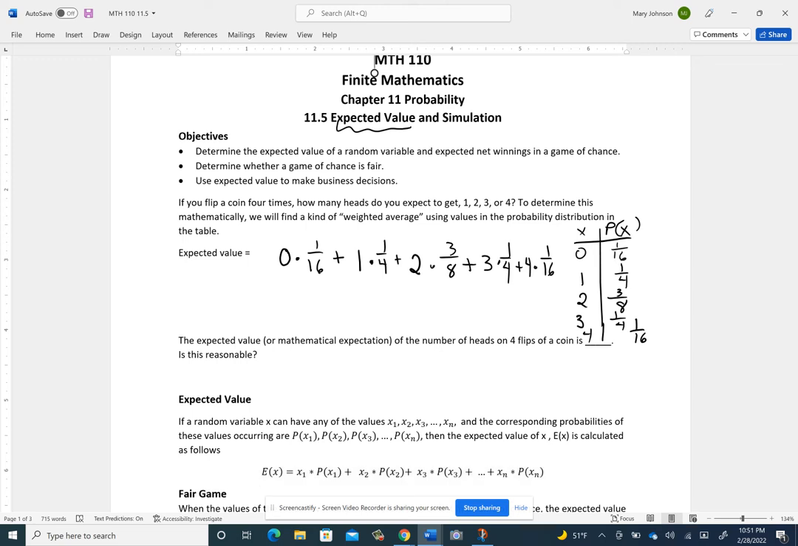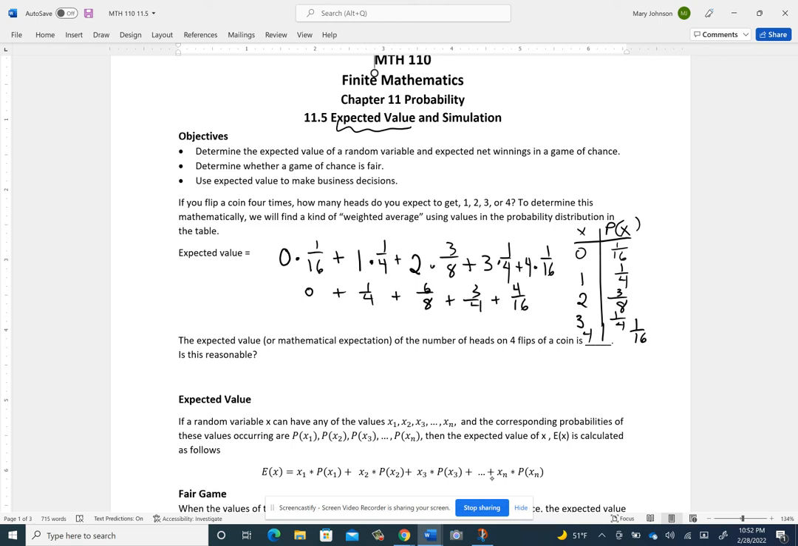So 0 times a 16th would be gone. This, by the way, you can just type in on your calculators. They will handle fractions for you, so don't freak out about the fractions. But that would be 0 plus a 4th. When you do this one, it turns out to be 6/8. This one, which reduces, okay, this one turns out to be 3/4. This one turns out to be 4/16, which also reduces, okay? So we're just going to add all of those up.